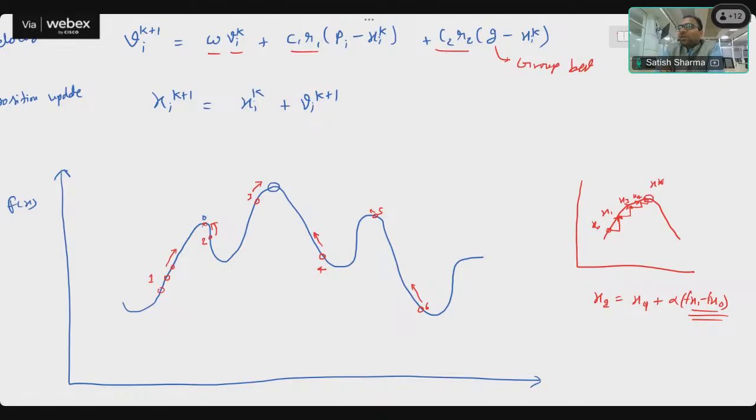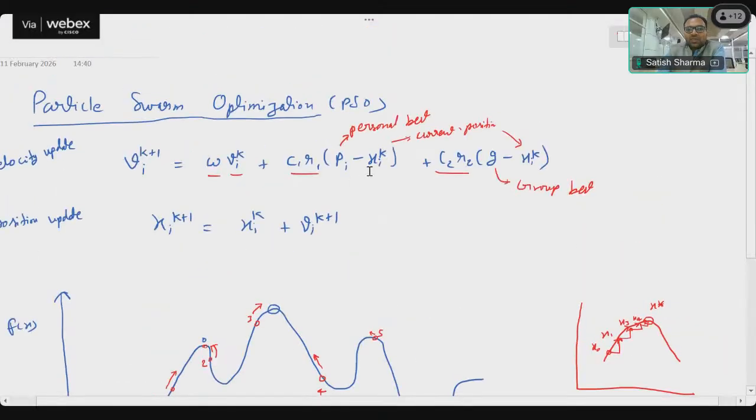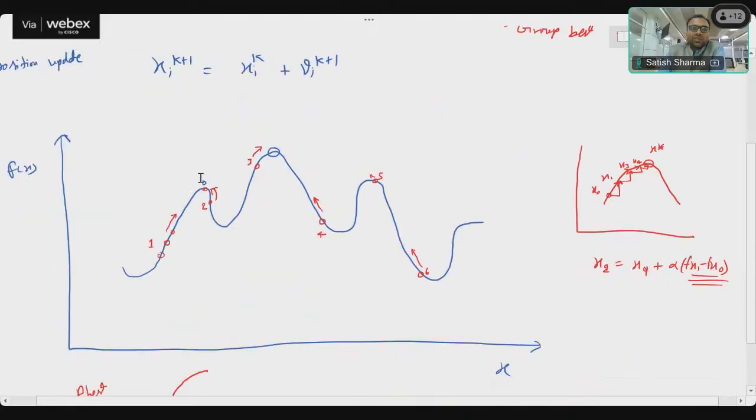The optimal solution will be at the second peak. So we cannot move our solution: if I just incorporate the first and second terms, it will get stuck. Both of these particles will be stuck at this particular position. The third particle will move to the global best solution, or whichever is the optimal solution. This particle will also move to the global best solution.